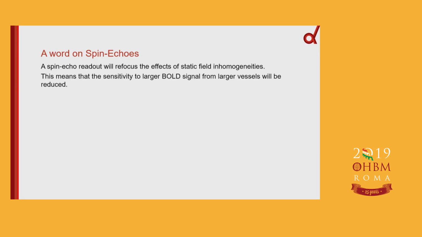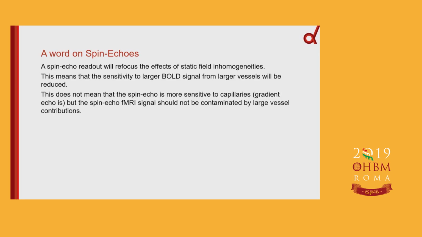This has been a kind of leitmotif in a lot of attempts to improve intrinsic spatial resolution of fMRI at 7 Tesla. It doesn't actually mean that the spin echo is more sensitive to the signal of the capillaries. Actually, the gradient echo is still more sensitive to the capillary signal. It just means that the spin echo signal should not be contaminated by the large vessel contributions.